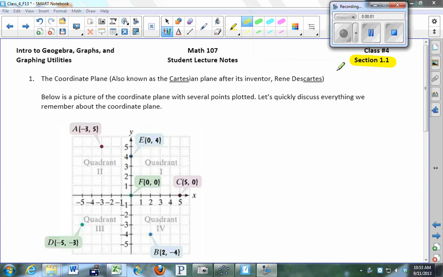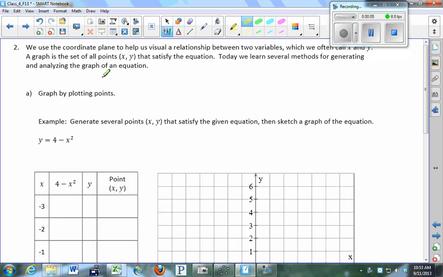All right, so if I give you an equation, a graph, say this equation, how do you, up to now, what do you typically do to graph that equation? If you don't have your graphing calculator and no graphing utilities, you make a table, right? That's called the point plotting method, okay? So today we're going to make a table.